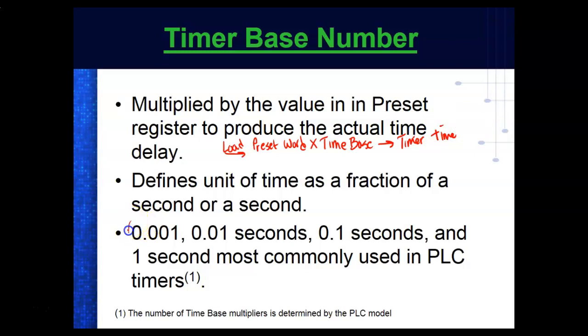Now, the time bases available depend on the PLC. These are the time bases that are available on the MicroLogix 1100. The number of time-base multipliers is determined by the PLC model. I'd have to look at the 1000. I don't think it's got that. So the time base is not an element. It's not a word element. It's a multiplier that you select. So the time is going to equal the preset register times the time base.